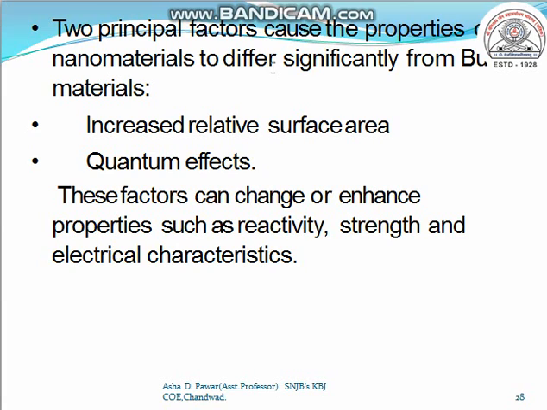So there are two important factors that affect the properties of nanomaterials. The first is increased relative surface area. Depending upon the surface area of the particle, properties of the nanomaterial like electronic and magnetic properties can change. The second factor is the quantum effect. As the size of the nanomaterial particle increases or decreases, its different properties change, and it shows the quantum effect. This factor can change or enhance properties such as reactivity, strength, electrical characteristics, magnetic characteristics, etc.